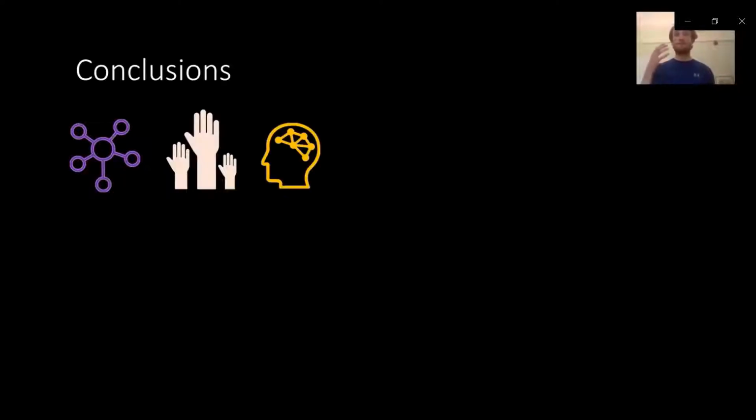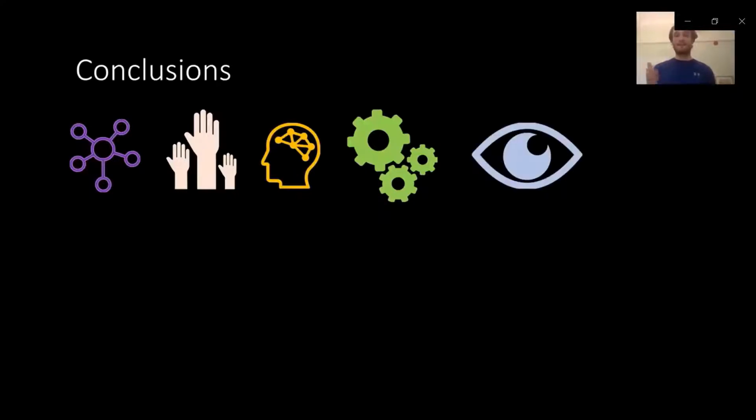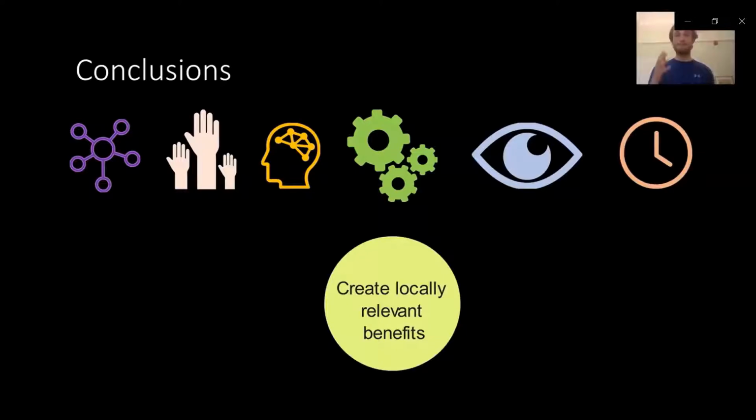All right, so in conclusion, it's important to do 6 different things. It's to connect with the local communities, to empower them, to learn and to teach, to integrate your project, to demonstrate success and failure, and to persist in the local community. And it's important then as well to create locally relevant benefits. All right, at least according to the restoration practitioners.